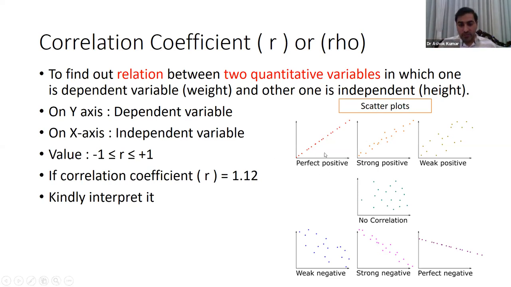So we can see here it is a perfect positive correlation. There is a straight line. It is called a scatter plot. There is a strong positive. There are scattered points. You can see this is a weak positive. There is no correlation over there, and this is a perfect negative, like this. This is a strong negative. Okay, there are some scattered and weak negative. There are more scattered points. On the x-axis there is the independent variable, and on the y-axis it must always be the dependent variable. So height is here and weight is here. Okay, in this case.